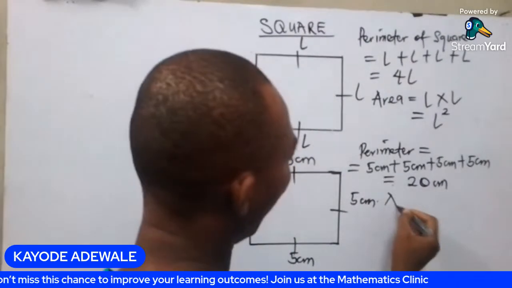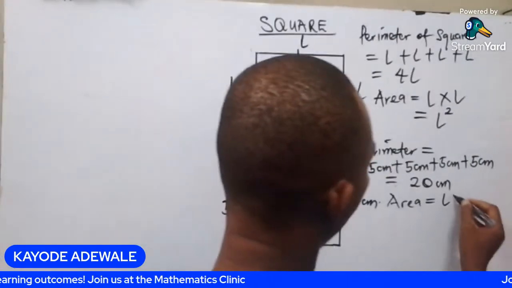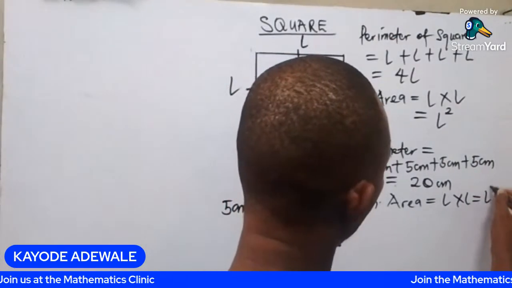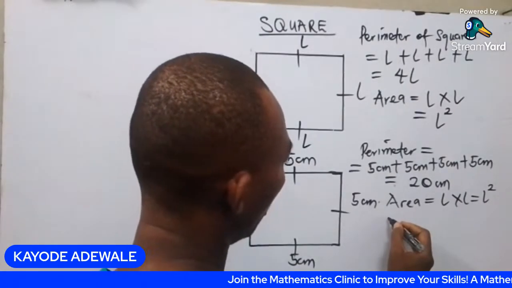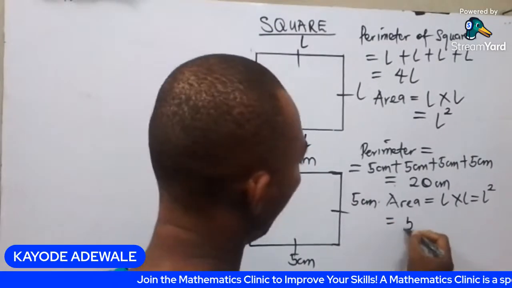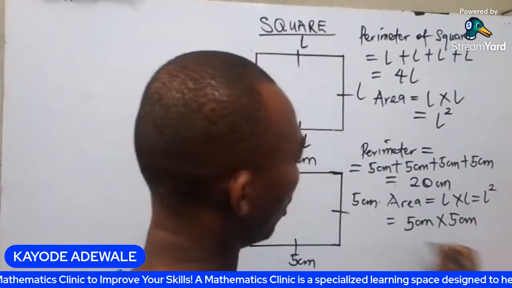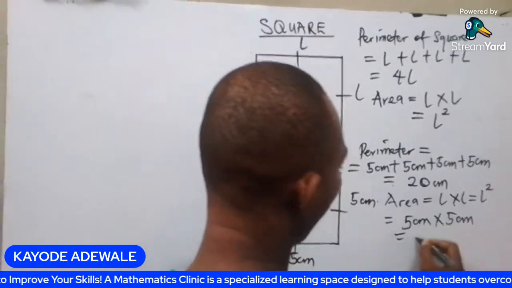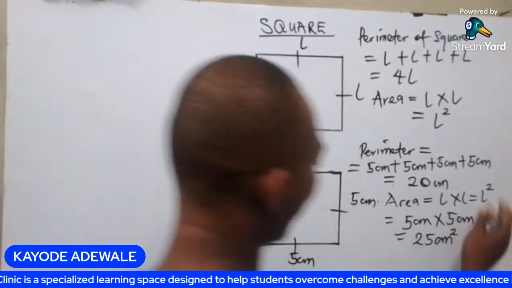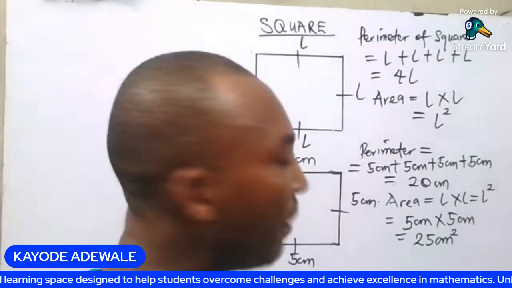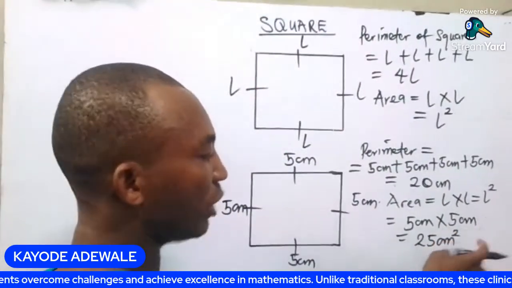Now let's go to the area. Don't forget that area is L multiplied by L, which is the same thing as L squared. So that will be 5 centimeters multiplied by 5 centimeters. 5 multiplied by 5 is 25 centimeter square, because centimeter multiplied by centimeter is square. So the unit of area is square.